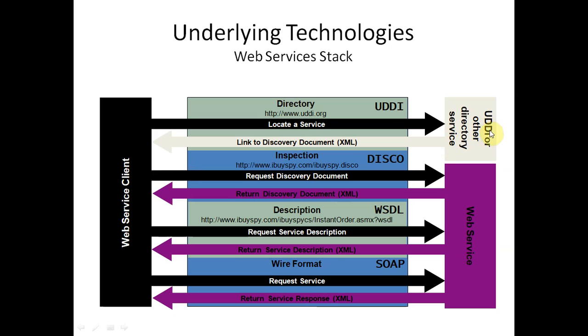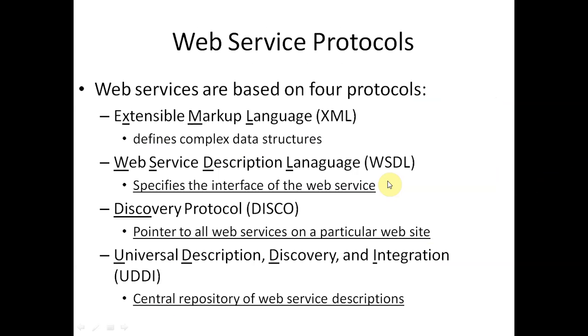UDDI is just like a directory, where we are finding all the web services, and DISCO is finding the pointer of all the web services of a particular website. Now in the third step we are using WSDL. Again you can see WSDL, Web Service Description Language.